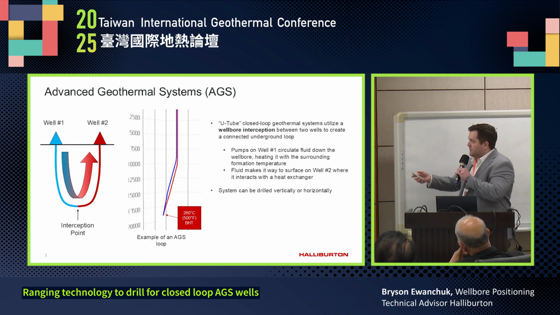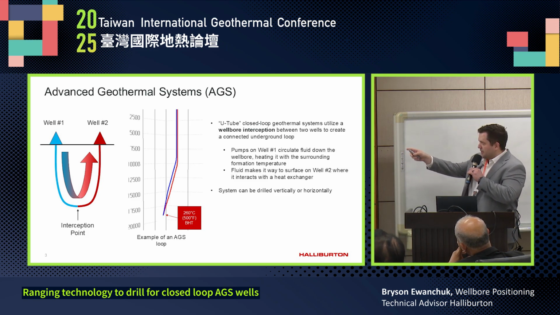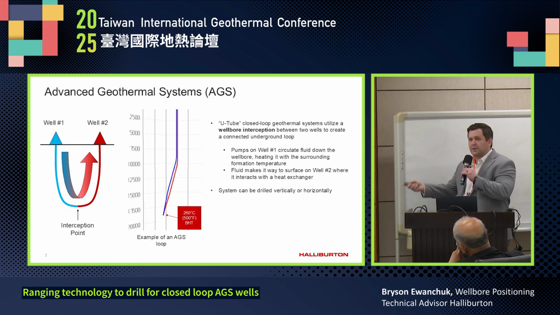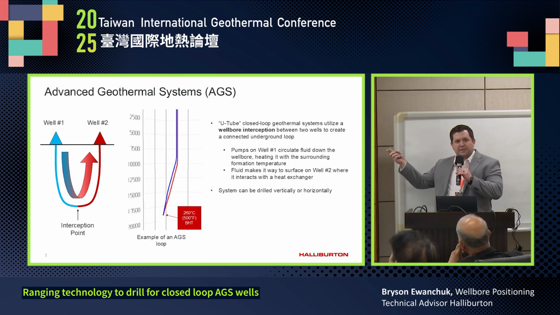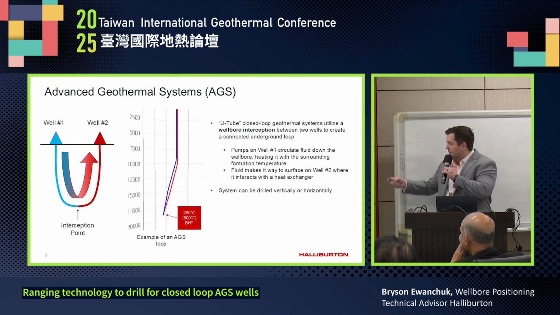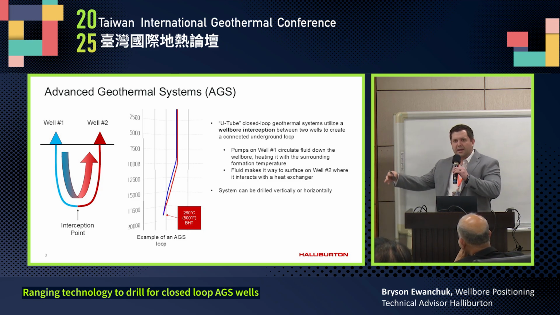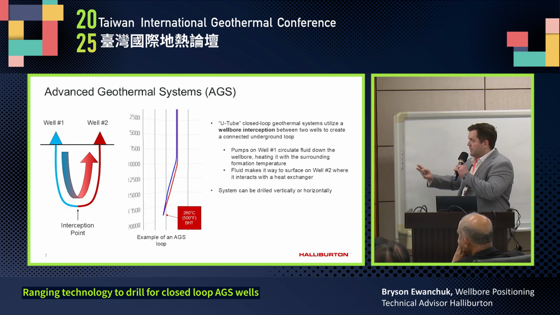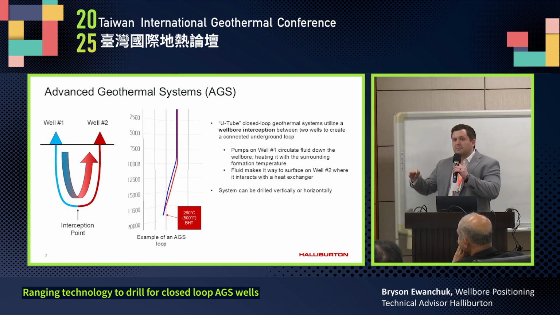This image just to the right of the illustration is a real world example that we've done. This well is about 5,500 meters deep, and it was quite hot, as you can see. This is a real world example of us drilling one of these U-shaped wells. Just another point: wells can be drilled vertically or horizontally. It doesn't necessarily change the complexity all that much.